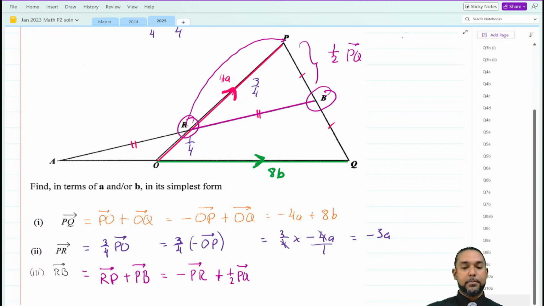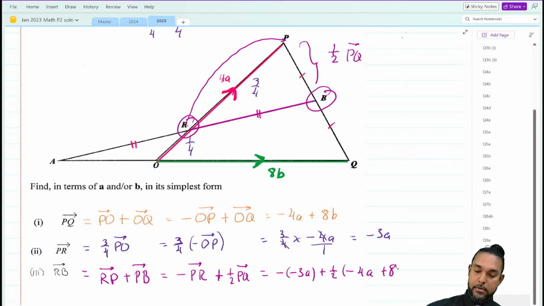Okay, so I want you all to plug in the letters and do the work. PR is already negative, plus a half of minus 4A plus 8B. So it will be minus 3A, plus a half of PQ, because we said it's minus PR. PR is minus 3A.